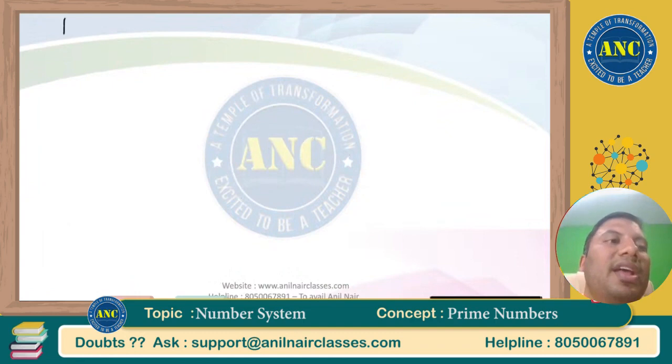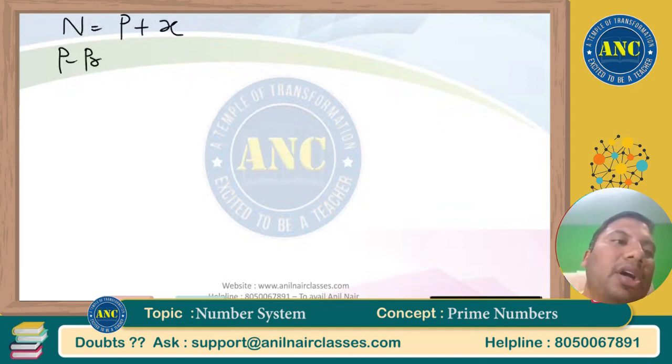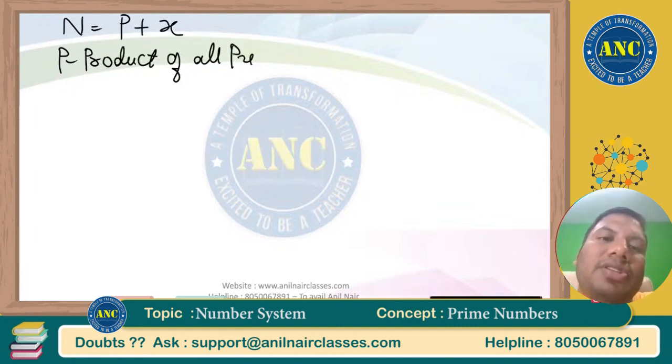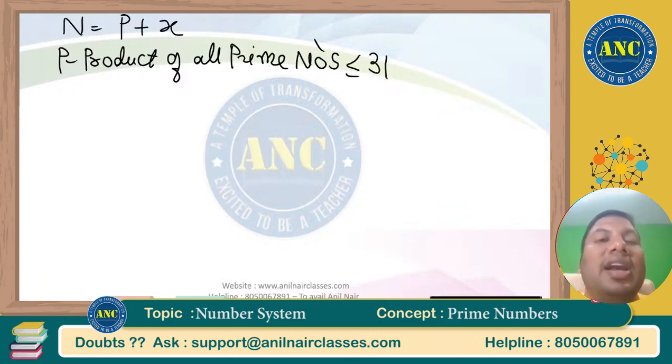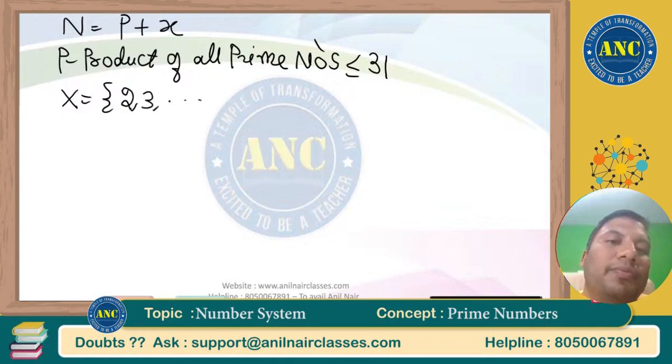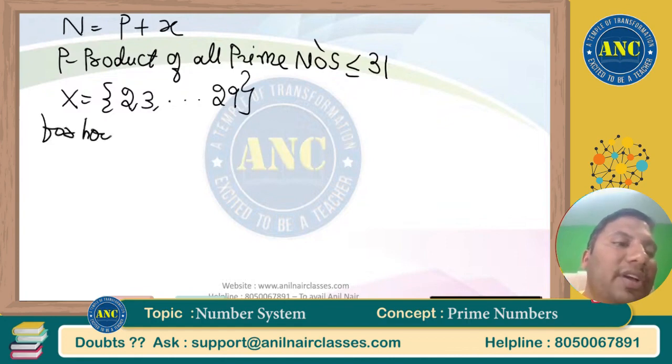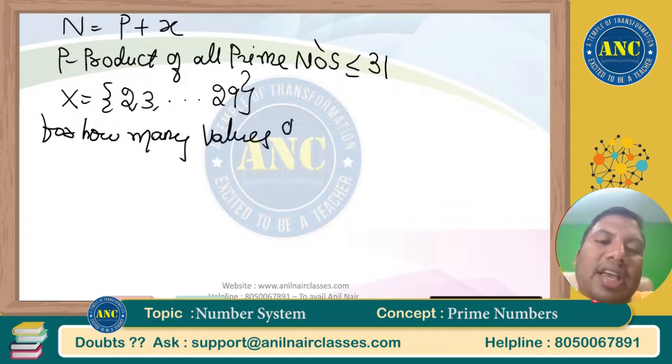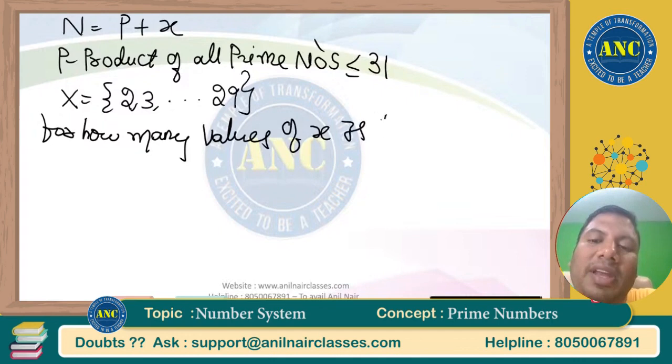Next one. N equivalent to P plus X. P is the product of all prime numbers less than or equivalent to 31. X is a natural number from 2 to 29. For how many values of X is n a prime number?